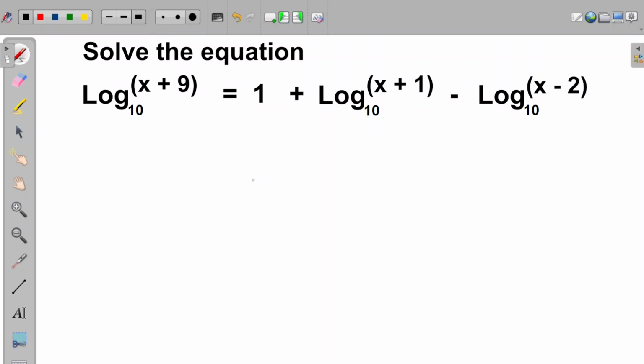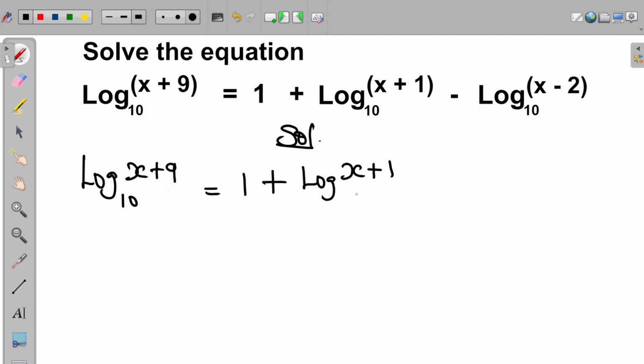Hi, in this video, we are asked to solve the equation log(x + 9) in base 10 is equal to 1 + log(x + 1) in base 10 - log(x - 2), all in base 10. So the equation given to us is log(x + 9) in base 10 is equal to 1 + log(x + 1) in base 10 - log(x - 2) all in base 10.